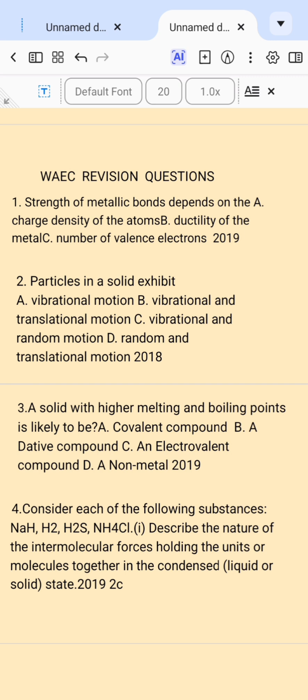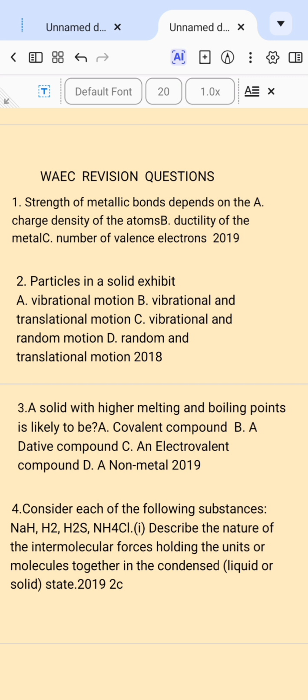The next question: particles in a solid exhibit A, vibrational motion, B, vibrational and translational motion, C, vibration and random motion, D, random and translational motion. The particles of solids can only vibrate; they cannot translate or move about. They don't have enough energy to translate because the particles are held by strong bonds, rigid in position. That accounts for the reason why they have a definite shape. So the best answer is option A.